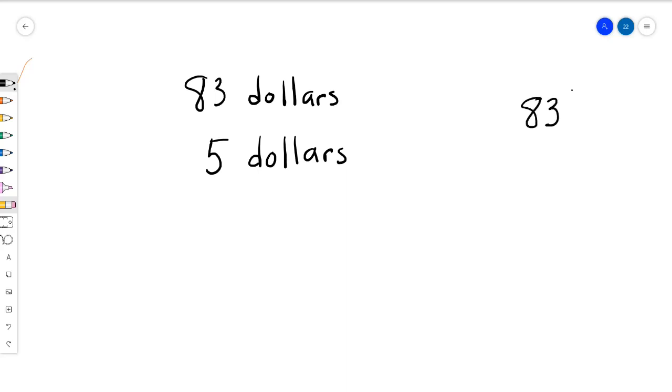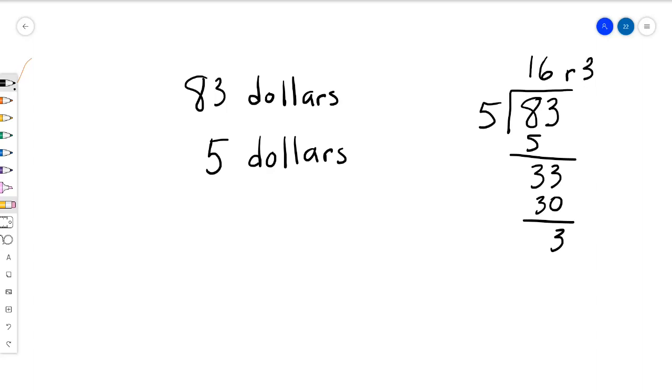So I would take that amount and divide it by the number that I can give to each friend or family member. My question is, how many cards am I going to need to give away all my money? My card is my container in this question. So 5 goes into 8 one time. 1 times 5 is 5. Bring down our 3. 5 goes into 33 6 times. 6 times 5 is 30. And I have a remainder of 3.